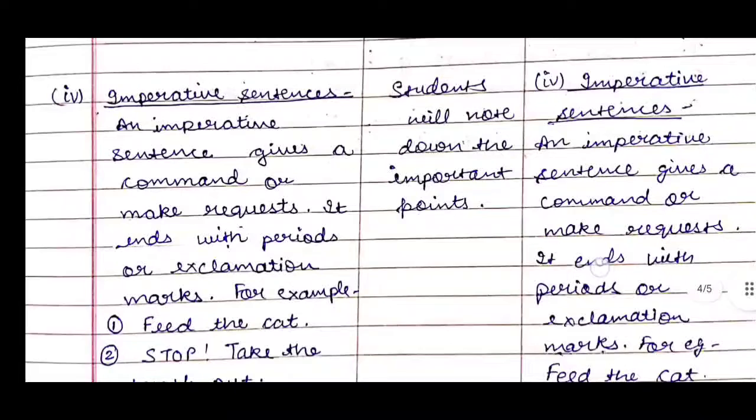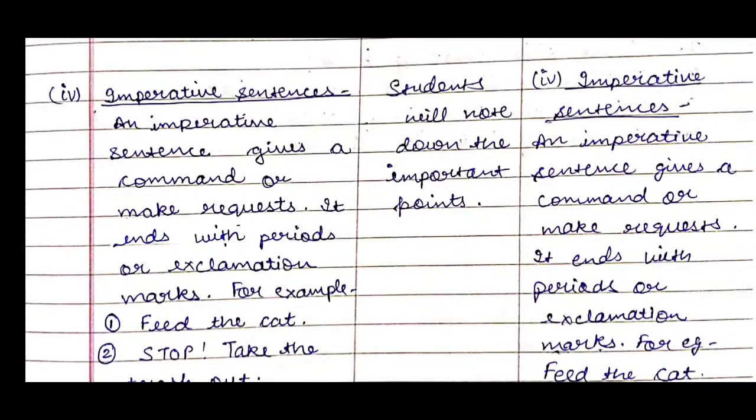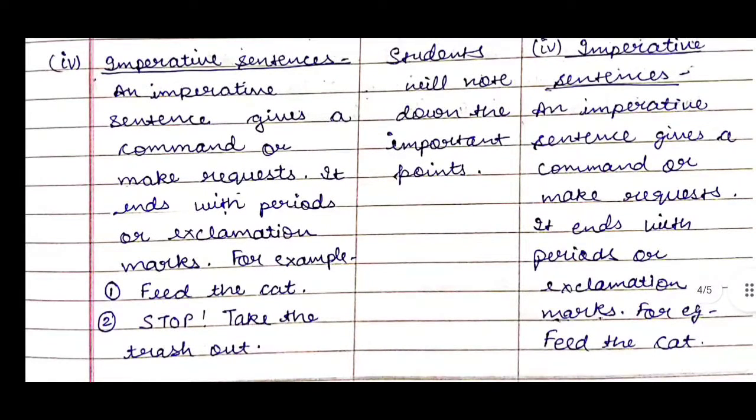After that comes imperative sentences. An imperative sentence gives a command or makes requests. It ends with a period or an exclamation mark. It can end with both. For example, feed the cat. It is a command. And stop, take the trash out. That is also a command, or it can make a request also. Students will note down the important points, and in blackboard work, we will write again the definition and the example.